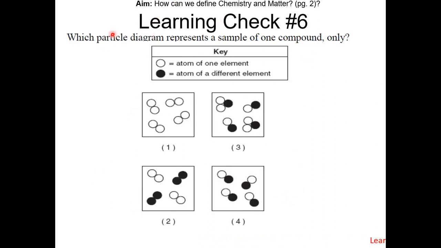Learning check number 6. Which particle diagram represents a sample of one compound only? Pause the video. Resume when completed. The best answer is choice 4. There's only one compound present. Choice 1 is an element. Choice 2 is a mixture of elements. Choice 3 is a mixture of compounds. So the best answer is choice 4.